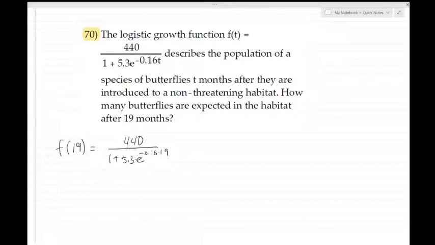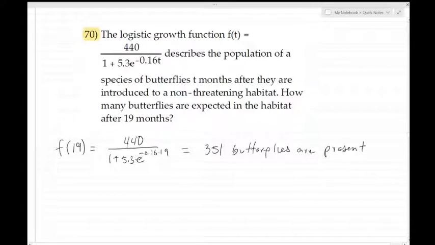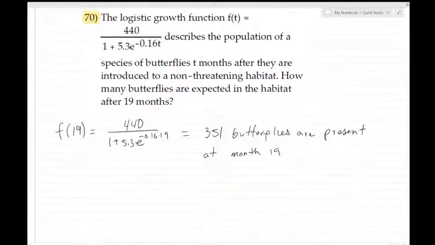Make sure you type in all the correct numbers so you don't make a mistake. And 351 butterflies are present at month 19. Okay, so same idea as before, we just evaluated the function at a different month. Okay.